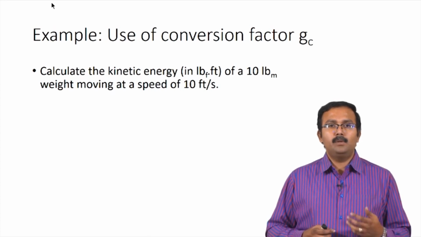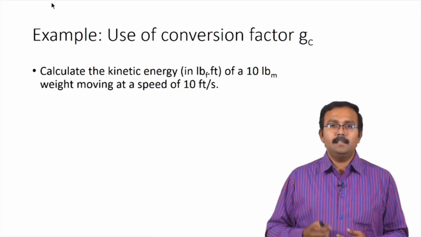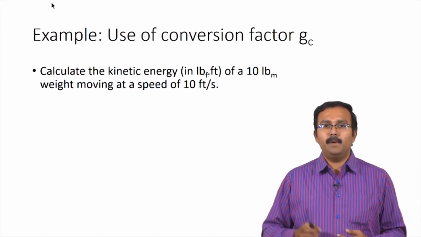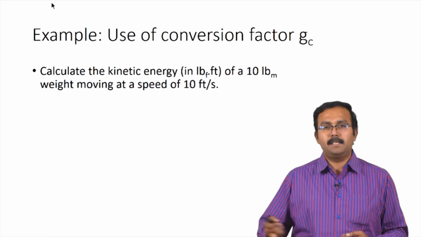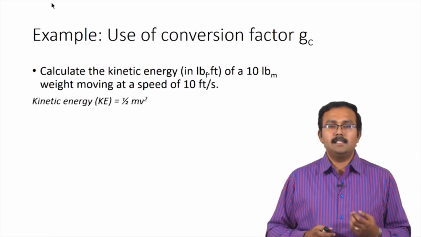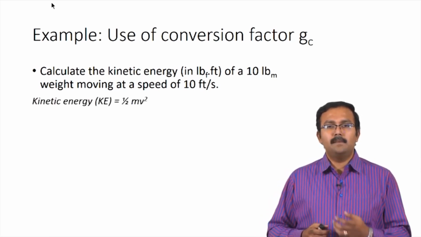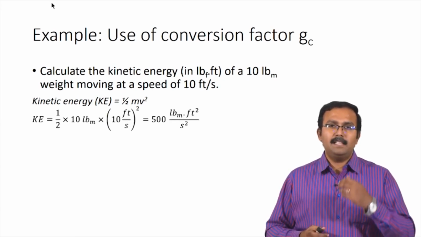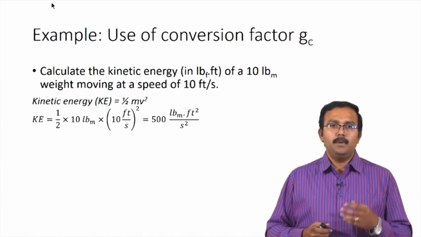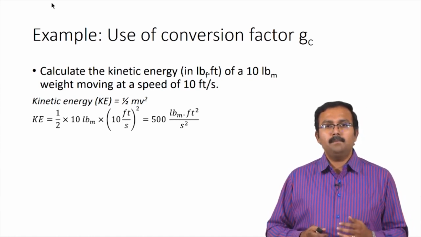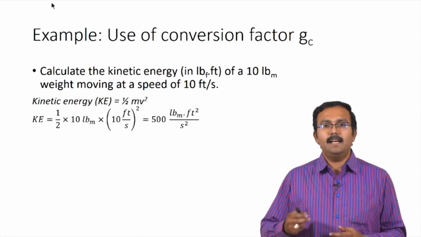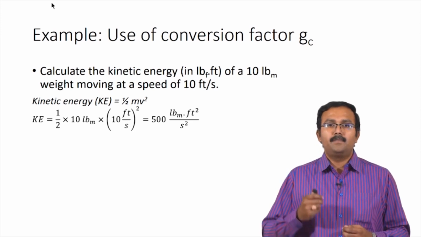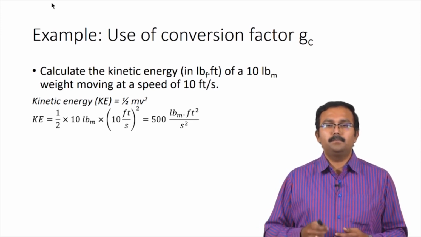The problem asks you to calculate the kinetic energy in terms of pound force times feet for a 10 pound mass moving at a speed of 10 feet per second. We all know that kinetic energy is given as 1/2 mv squared, where m is the mass and v is the velocity. Applying the given values, we get 1/2 times 10 pound mass times (10 feet per second) squared. This gives you a value of 500 pound mass feet squared per second squared.